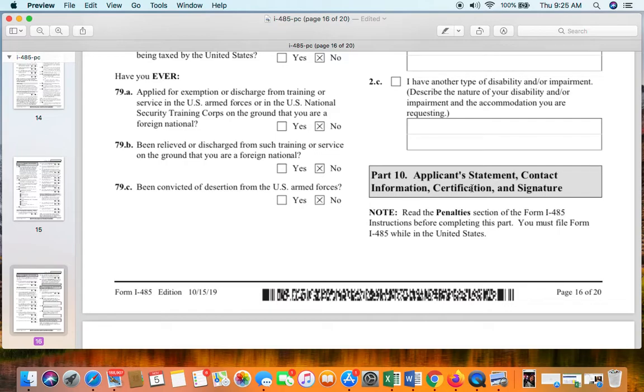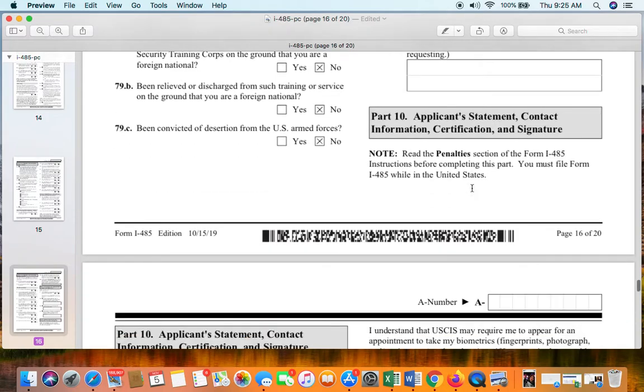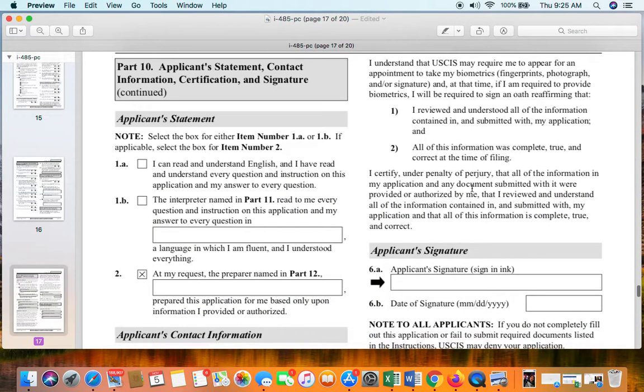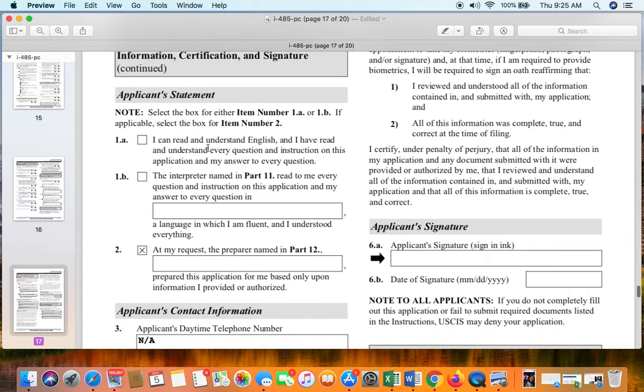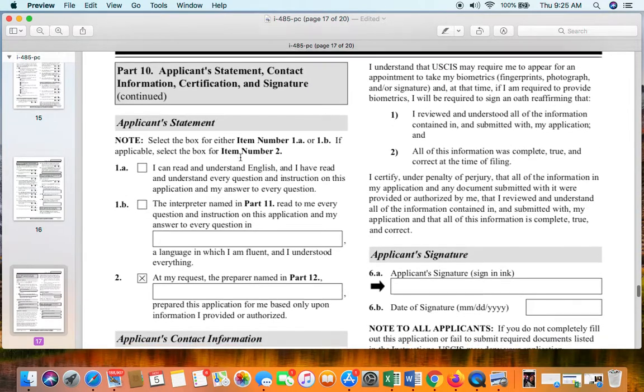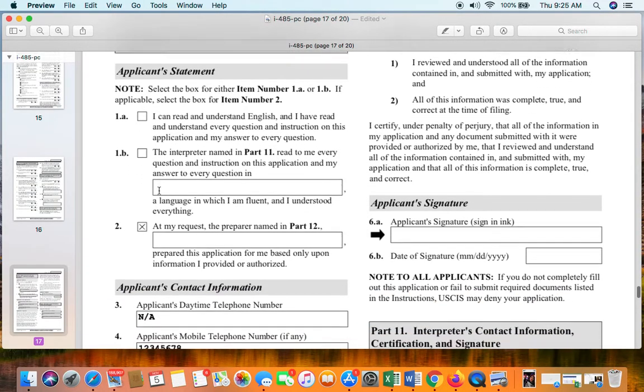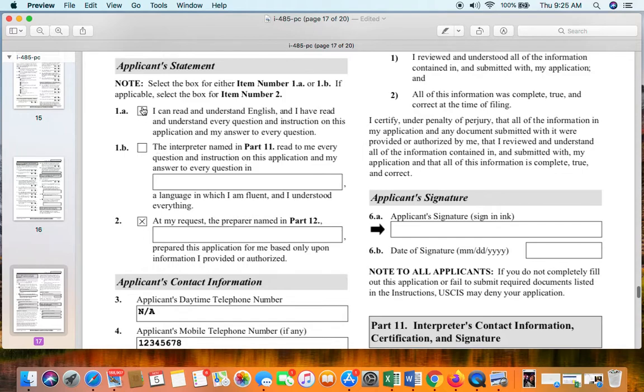Information, certification, and signature. Okay, there you go. So, applicant statement: I can read and understand English and have read and understand every question of this application, and my answer is... So, since we don't have an interpreter, just leave this blank. Okay, leave it blank right there.